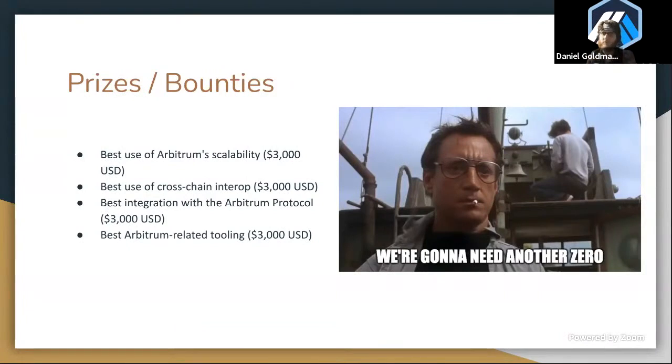Best integration with the Arbitrum protocol is the broadest, but this is for some sort of application that interacts with, let's say, the fraud proof and dispute logic. So for example, having an insurance market where you can get a crypto economic guarantee that an Arbitrum assertion finalizes the right way, something like that. Again, that's another category you can really go wild with. But yeah, we're very excited to see what people come up with. We've already spoken to a few, and people have cool ideas.